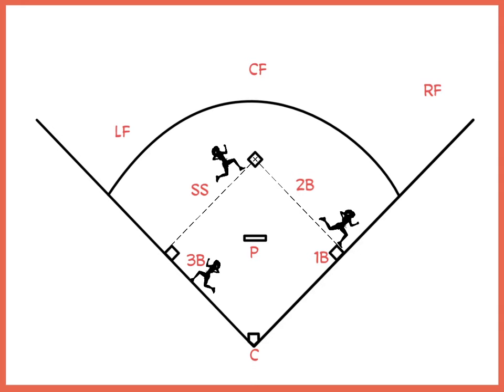So again, a force play is only a force play if the batter becomes a runner due to the hit. If the batter hits a ground ball, the batter must run to first. If there's anybody on first base already, that runner must run to second, and so on. Those are forces. Throw the ball to second, runner's out without tagging them. If there's any gap in between the bases, then it's not a force.